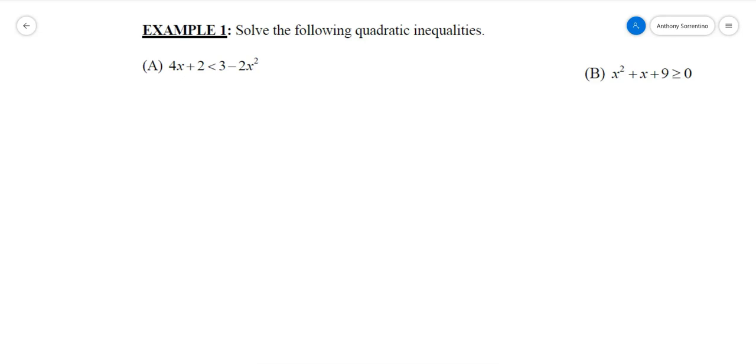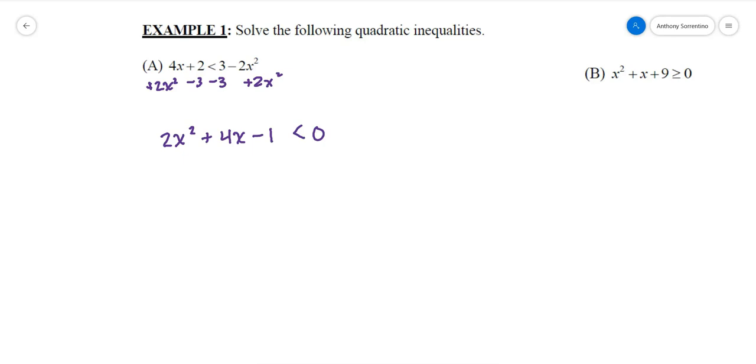So I'm going to use the procedure that we were told to use. The very first thing I'm going to do is get this inequality set to 0. So whether it's going to end up being less than 0 or greater than 0 is going to depend on what I have to do to both sides. So this one here, I'm going to subtract 3 from both sides. And I'm going to add 2x squared to both sides. And as a result, I end up with 2x squared plus 4x minus 1 being less than 0. Now it's a quadratic inequality.